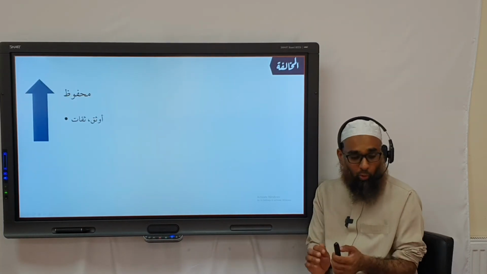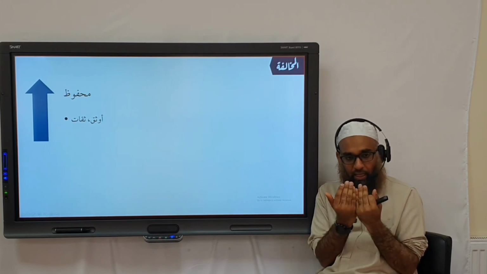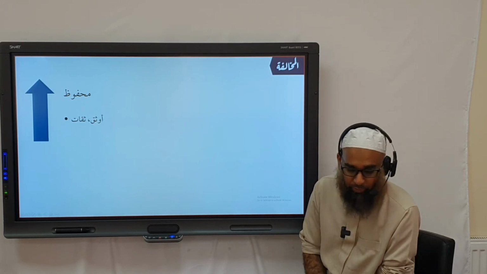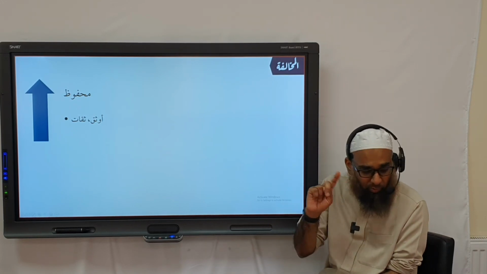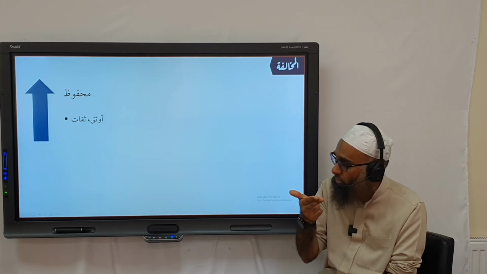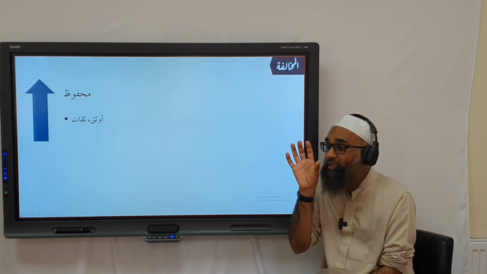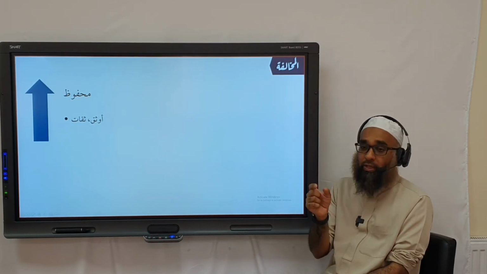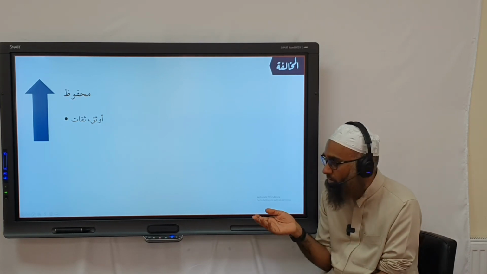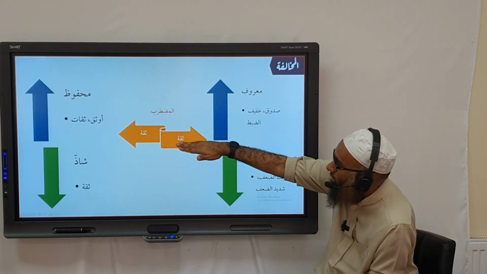Now, when you have the mukhalafa, how do we analyze it? Which one do we give preference to? There are two aspects of mukhalafa. The type of mukhalafa: maqloob, mazid, idraj, qalb. That's one way. The other is, in this mukhalafa, who do we give preference to? Then we have the names: mahfuz, shadh, ma'ruf, munkar. And if you can't make a decision, it becomes mustarib.